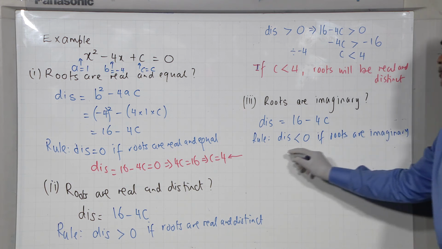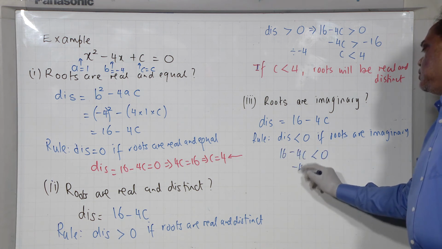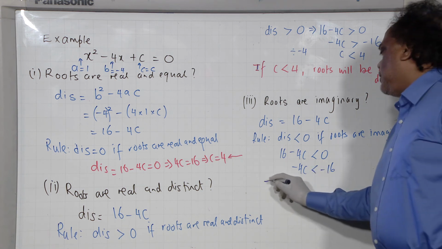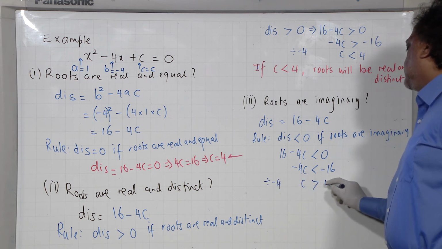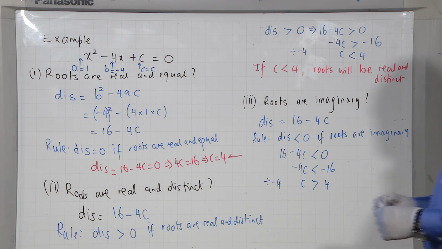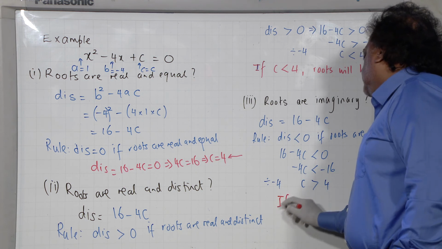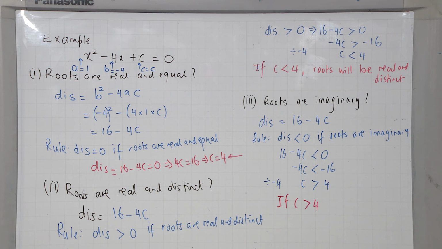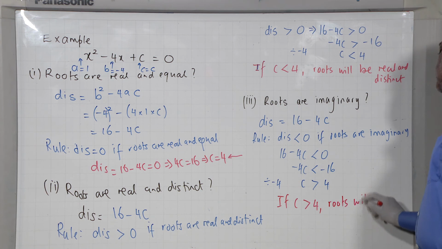Therefore, 16 minus 4c is less than 0. Minus 4c is less than minus 16. I'm going to divide by minus 4, a negative number, so we reverse the sign. So the answer is, if c takes any value greater than 4, roots will be imaginary.